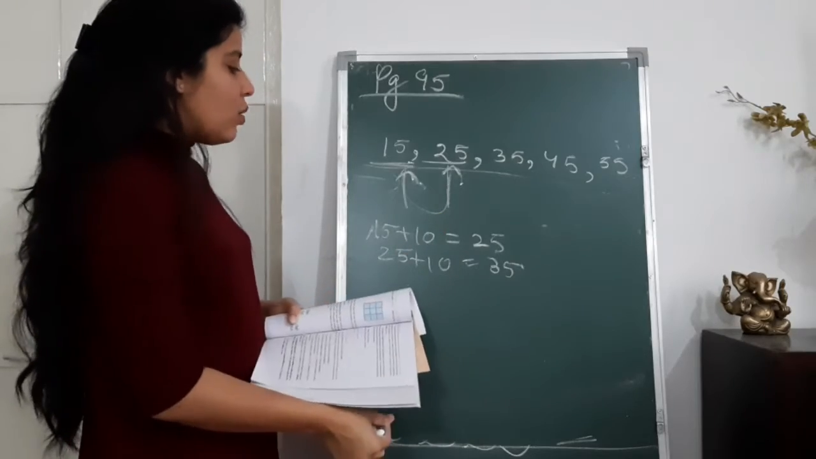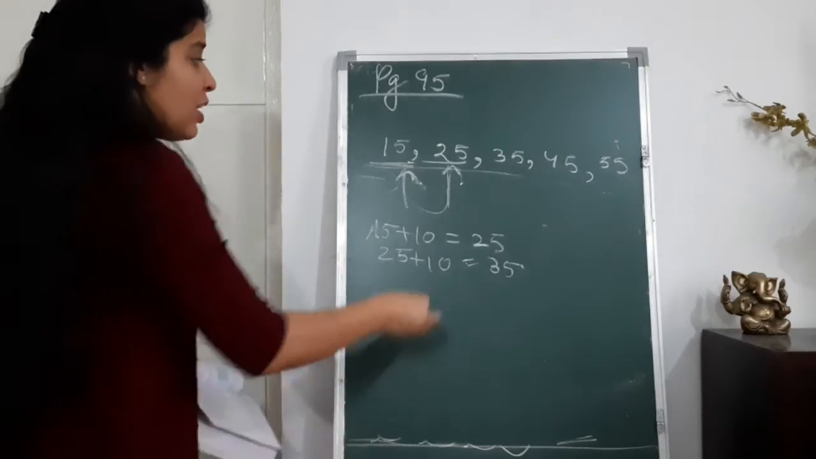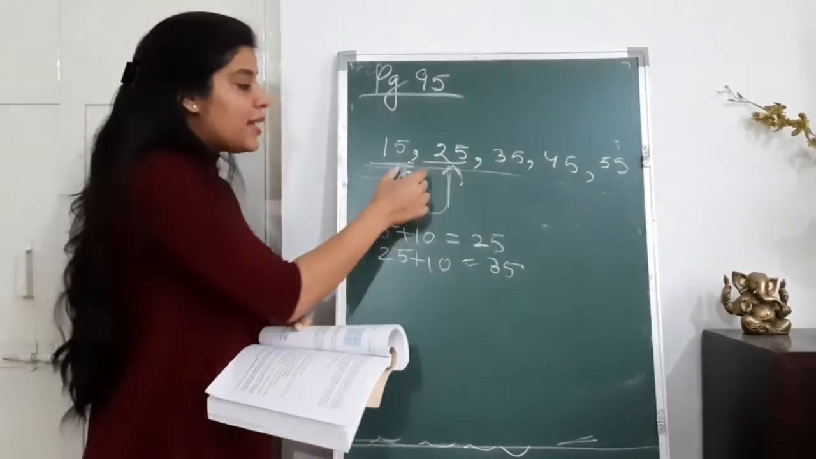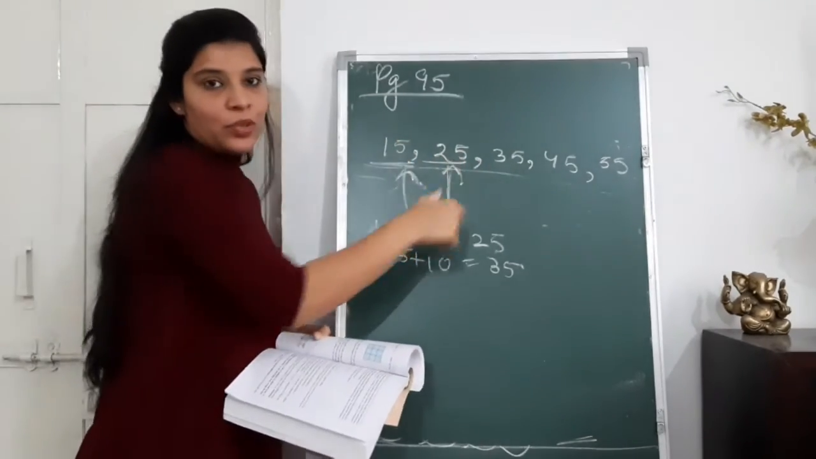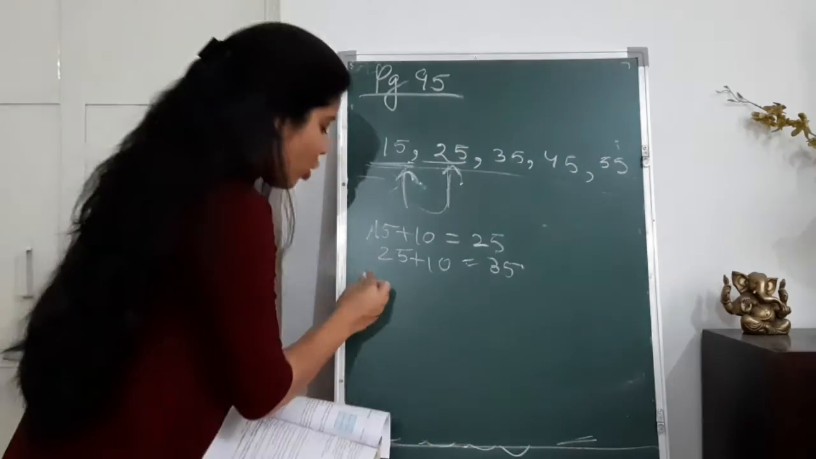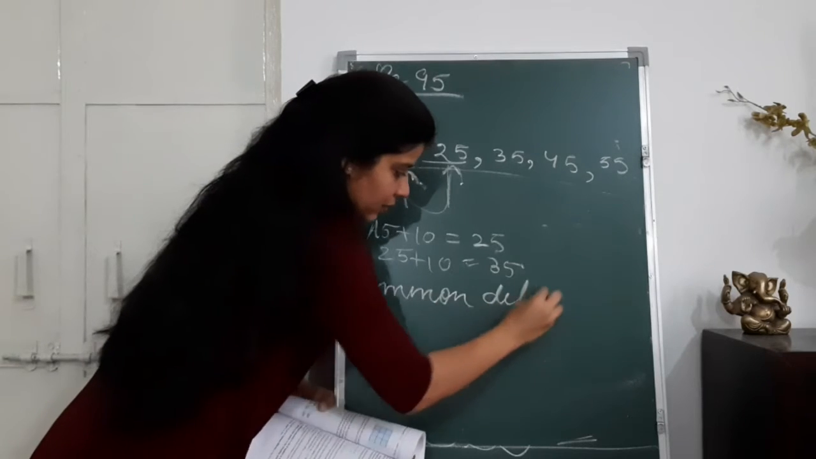Okay. Now let's go to common difference. What exactly does common difference mean? Common difference is basically the number which is being added to the preceding term. So basically the number which is being added to the preceding term is called the common difference.